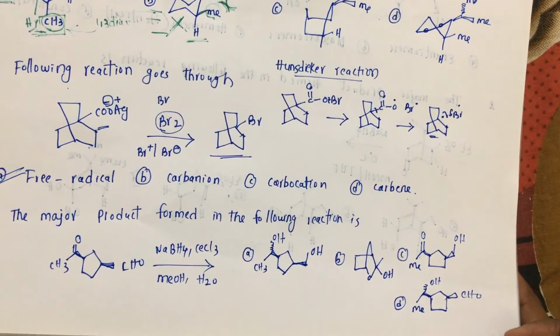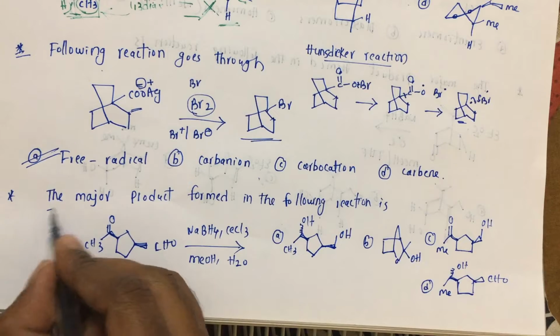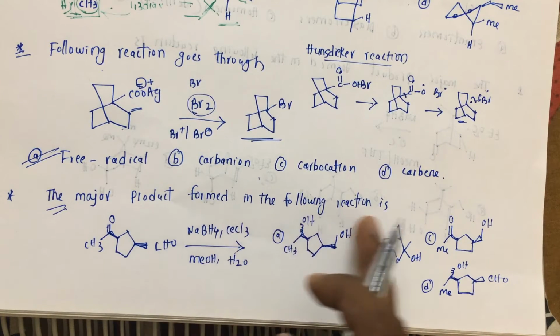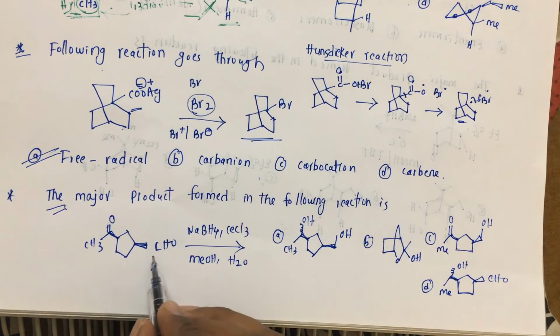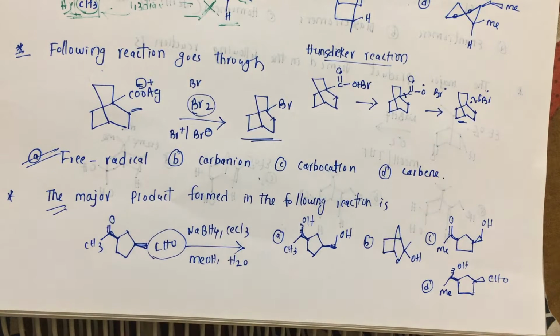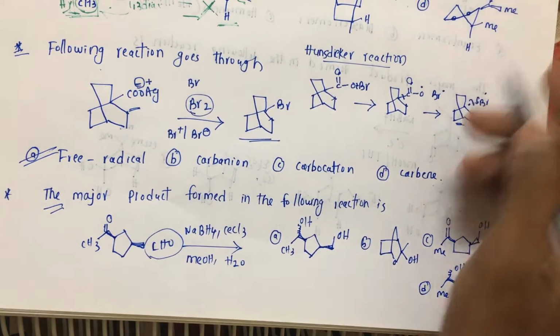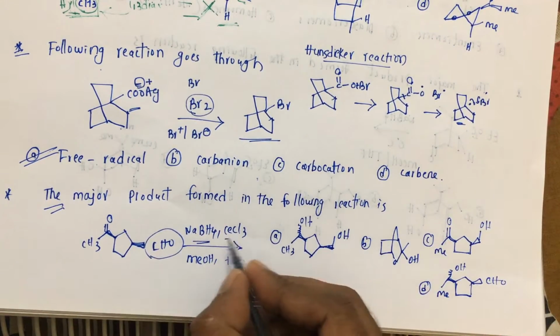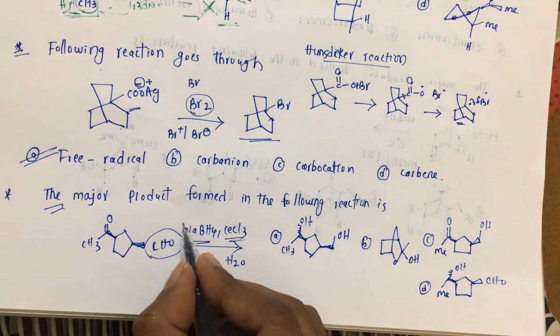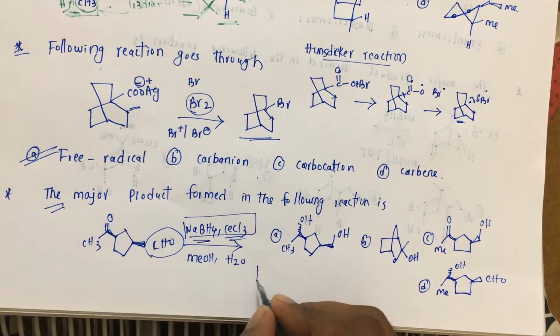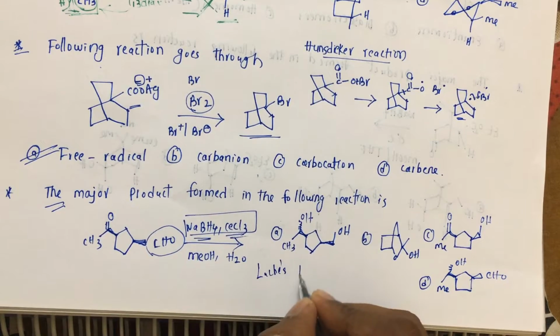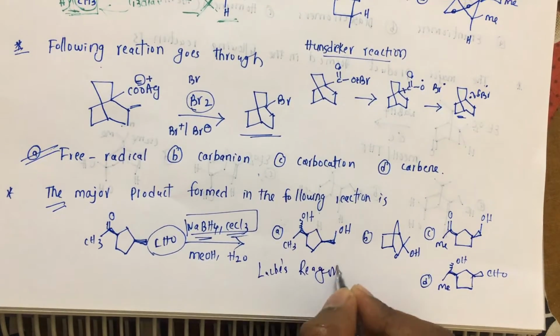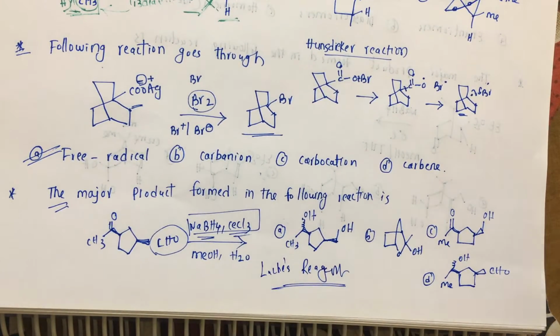And the next important reaction is this one: the major product formed in the following reaction. Here we have CHO as well as a ketone carbonyl, and the reagent is sodium borohydride in the presence of cerium chloride. This is an important reagent called Luche's reagent, and there are some rules for Luche's reagent. If you know those rules, then it's very easy to predict the answer.